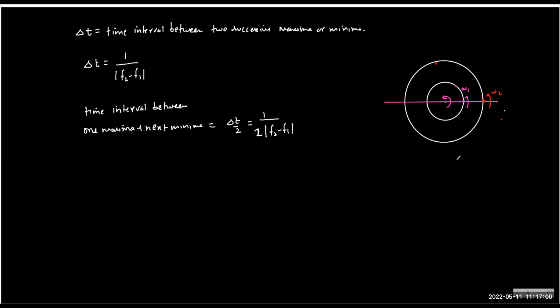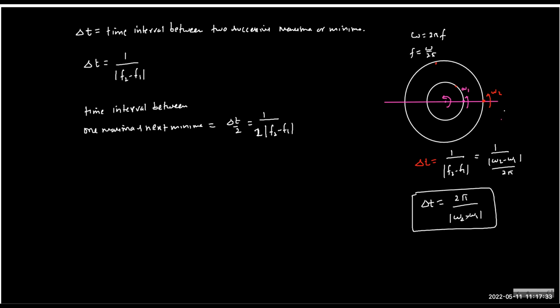And the answer is pretty simple. The delta T, after which they will align again, is 1 upon the difference of frequency. And the frequency you can attach: omega is 2 pi f, so f is omega by 2 pi. So it will be omega 2 minus omega 1 by 2 pi, which gives 2 pi upon the difference of omega. Even the simple logic we have been solving this question like this only, but the beat frequency gives you the direct answer, so no need to think also.